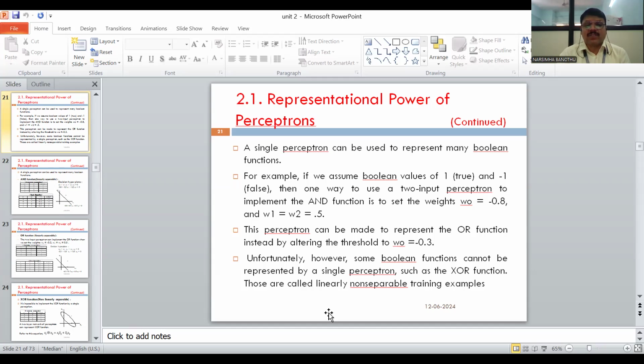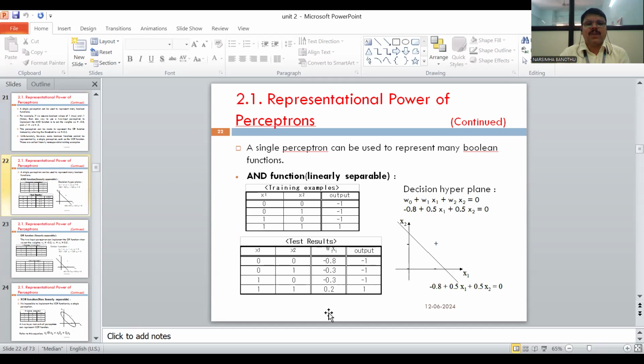Unfortunately, however, some Boolean functions cannot be represented by a single perceptron, such as the XOR function. Those are called linearly non-separable training examples. We are talking about training examples, we are considering here training examples only.